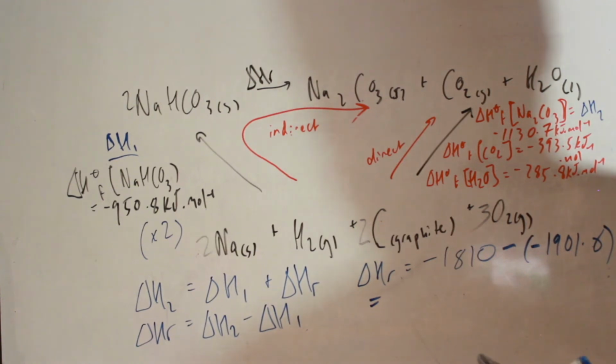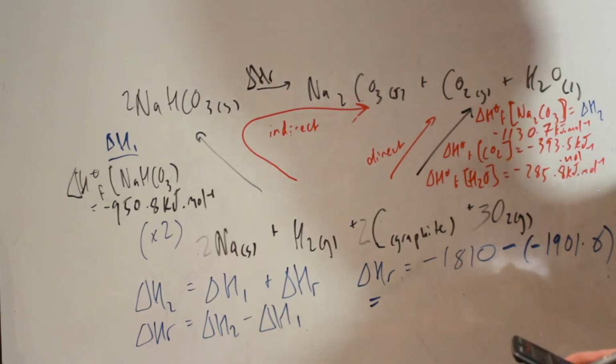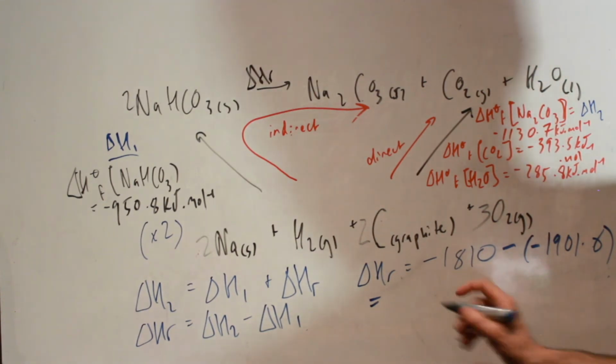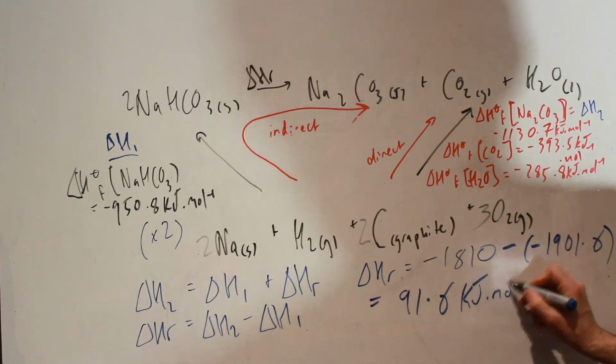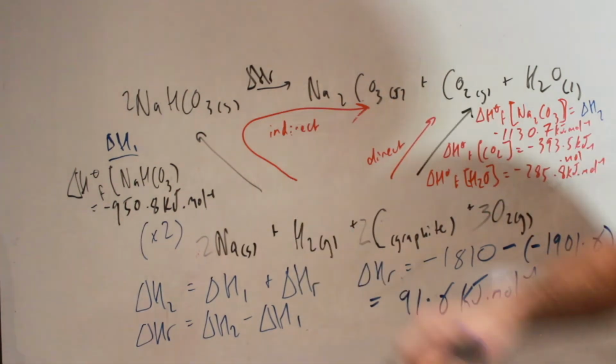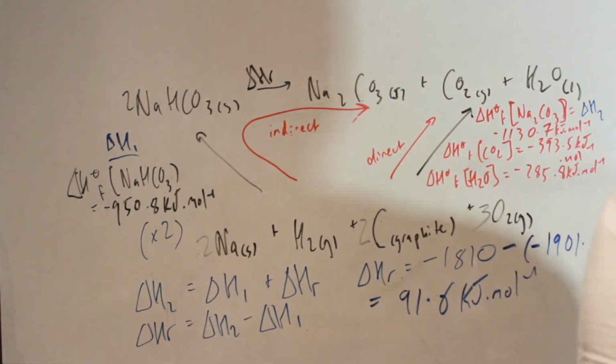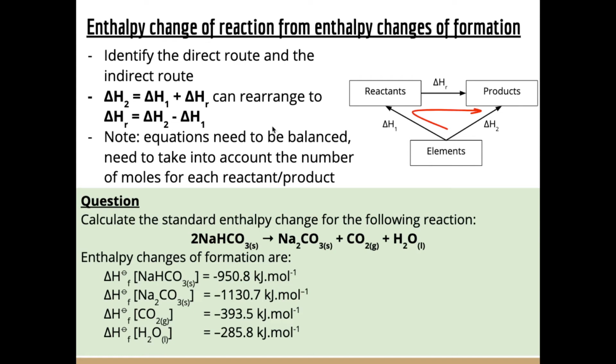Minus 1810 minus 1901.6 gives us an answer of 91.6 kilojoules per mole to the minus 1. That is the delta H of that reaction. If I go back to screen, we should get an answer of 91.6 kilojoules per mole.